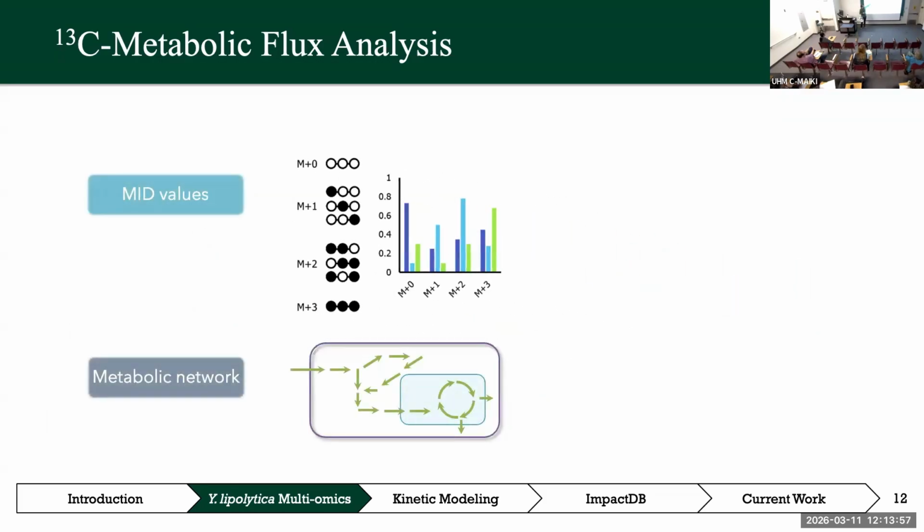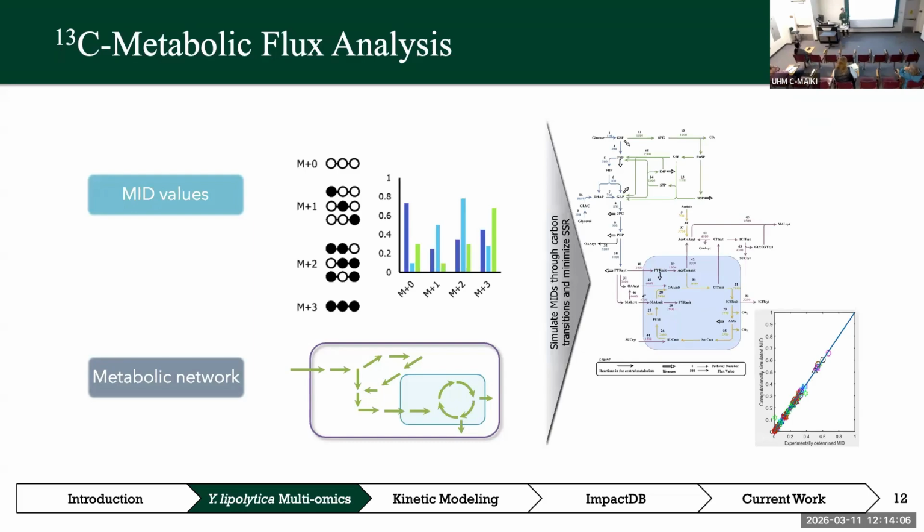And then from these mass isotopomer distributions, if we have a metabolic network, we can run simulations of different possible configurations where all the reactions are balanced, and then determine, for a given simulation, a set of reaction rates, what the mass isotopomer distributions would look like. Then it's a matter of finding the set of reactions that have the mass isotopomers match the experiment.